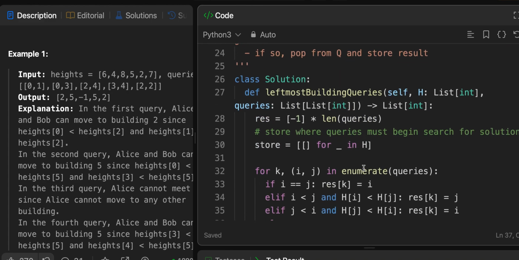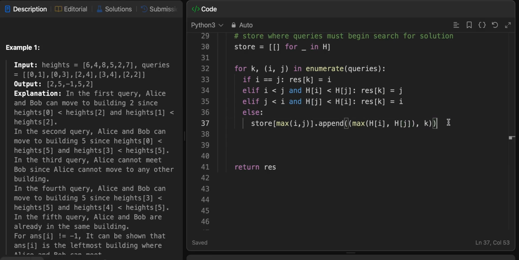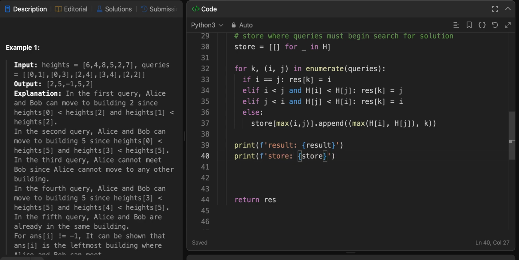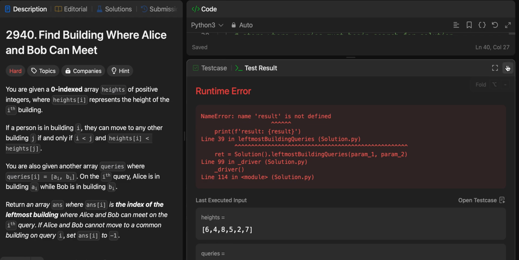And what I am going to do is print it out just so we get a better understanding of how we're progressing. Okay, so let's do it. Let's print the result, and then let's print the store. Okay, is that everything? Okay, let's print it out. Again, I just want us to see how we're progressing so we get an idea.